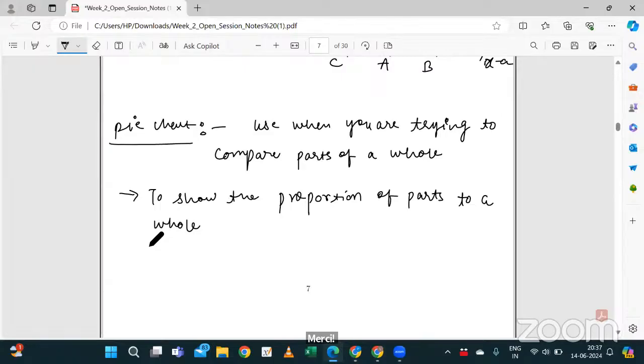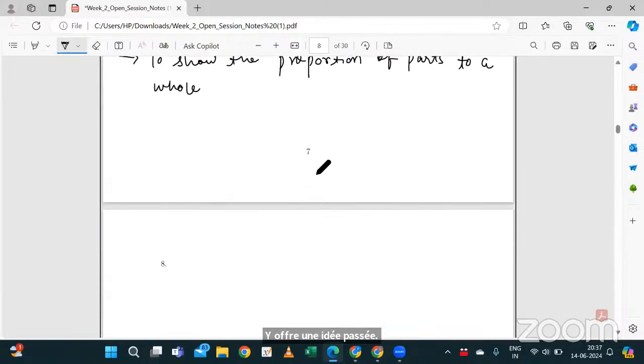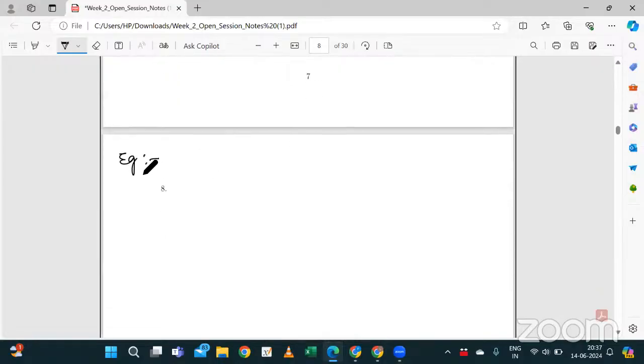Like suppose I'm interested in comparing the relative size of any data segment. Okay, let me tell you another example. When I'm trying to compare the parts of a whole, suppose there is something called 100%, right? For example, there is a scenario. Suppose there is a company. Suppose I have data of the company's annual budget, which is distributed. Okay, let me write. Suppose I have data of a company's annual budget distribution.